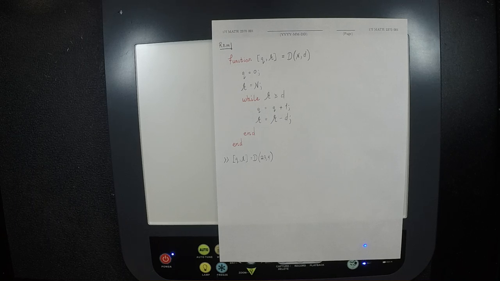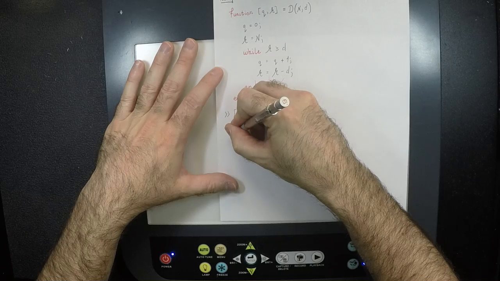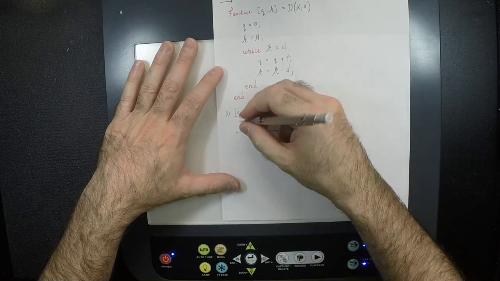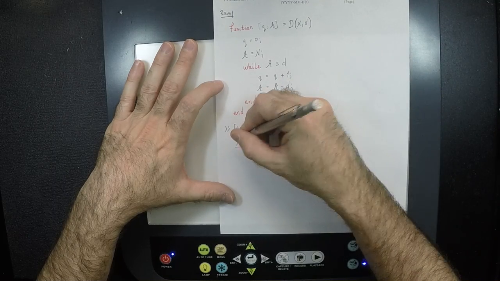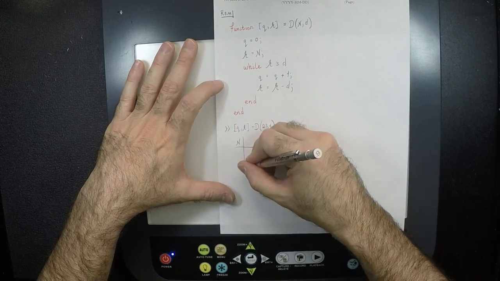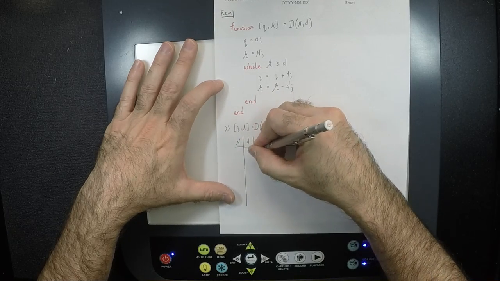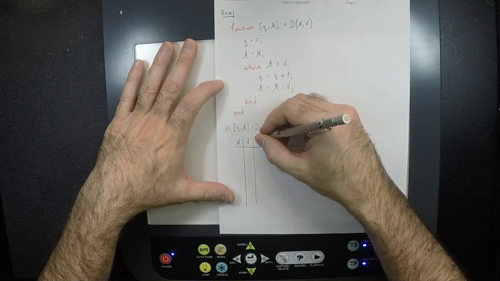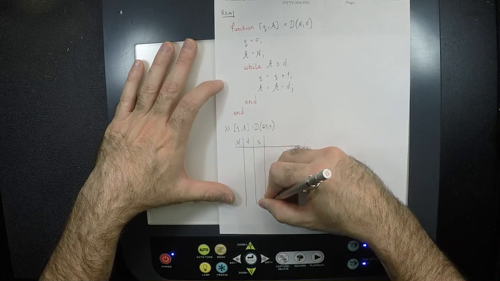None, right? So this is a little bit different than the factorial function on the previous page, which had a variable k, which was neither an input argument nor an output argument. So this one doesn't have anything that's purely internal. So in order to model this computation on paper, we'll need 4 columns. So N, D, Q, R.